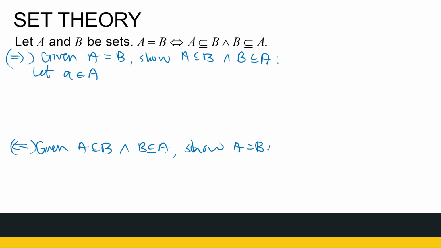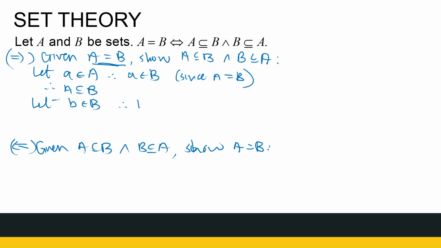Well, let x be an element of A. We can then say, therefore, x must be in B because of what is given, since A is equal to B. So therefore I can conclude that A is a subset of B. Not much to it, but we have to go through the process. Similarly, if I choose some element of B, then I know that it must be an element of A because I know that A is equal to B. So now I've shown that B is a subset of A. So we've done it in the one direction.